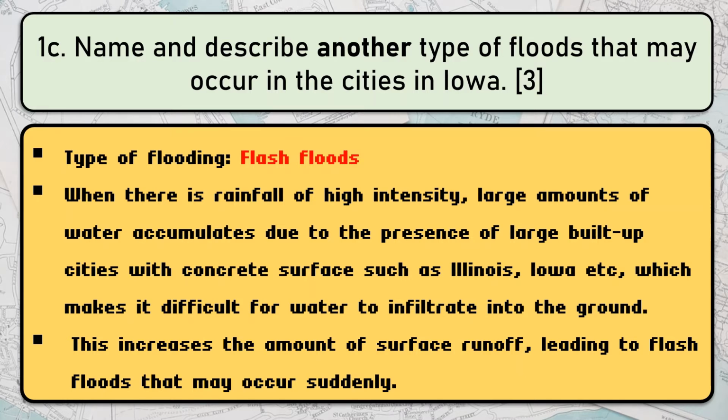When there is rainfall of high intensity, large amounts of water accumulates due to the presence of large built-up cities with concrete surfaces, such as Illinois, Iowa, which makes it difficult for water to infiltrate the ground. So when water does not infiltrate the ground, it actually flows on the surface as surface runoff. So when it flows as surface runoff, it actually leads to your channel capacity being filled and eventually being exceeded, which causes flash floods.